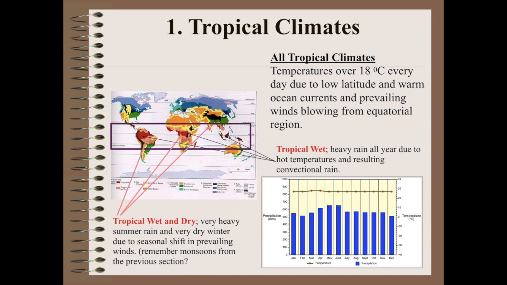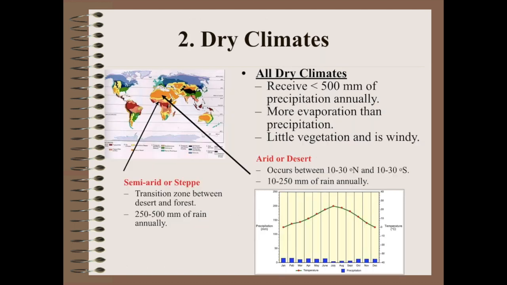So the tropical climate will include tropical wet and dry, as well as the tropical wet climate. So we have two subclimates here, the tropical wet and dry climate, as well as the tropical wet climate. So make sure you're aware of the descriptions of each of these subzones. You can see here in the climograph very high temperature, high amounts of rainfall.